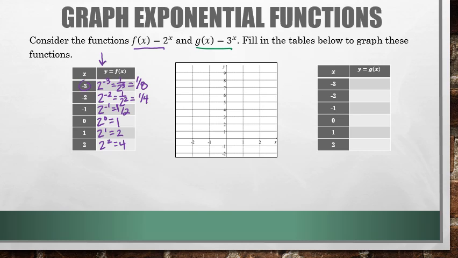So when I go to graph these, I get negative 3, 1/8, negative 2, 1/4, negative 1, 1/2, 0, 1, 1, 2, and 2, 4.